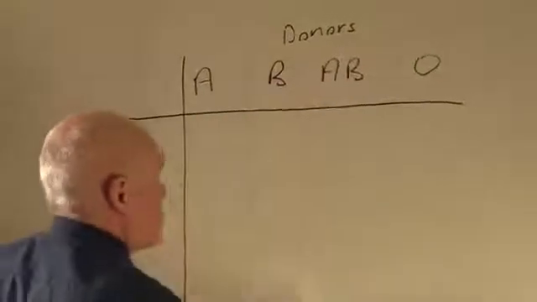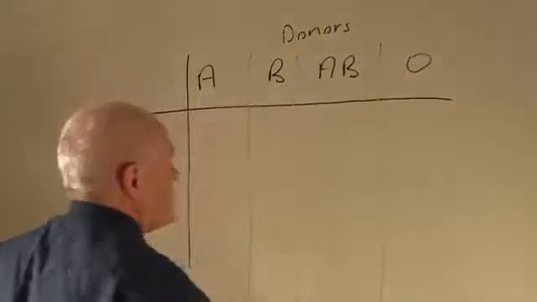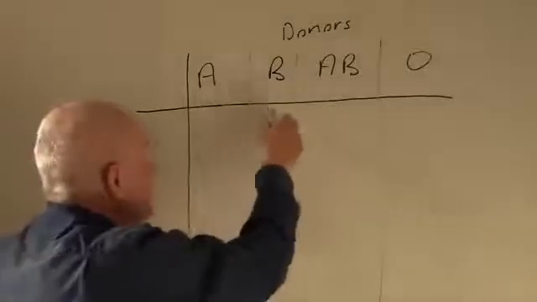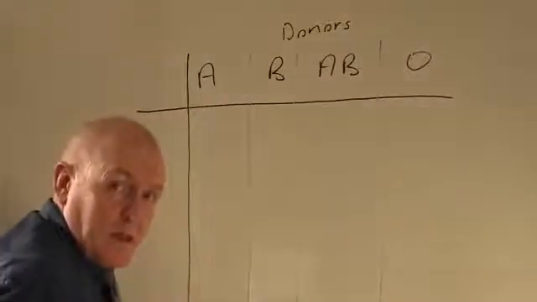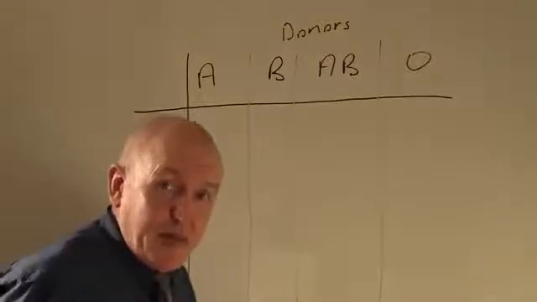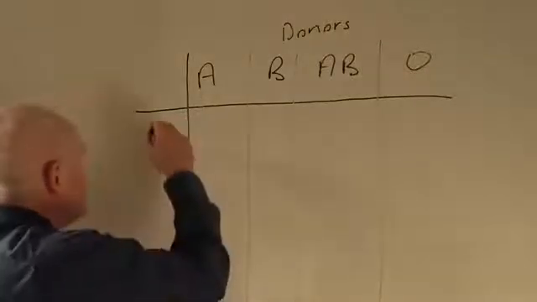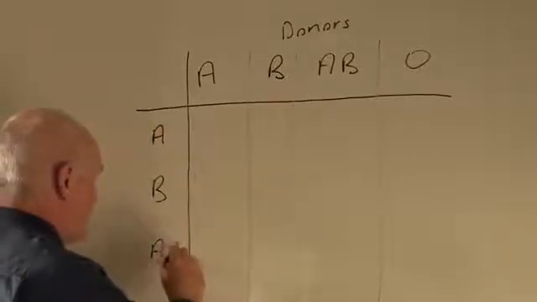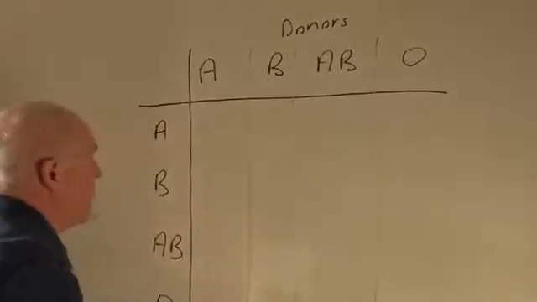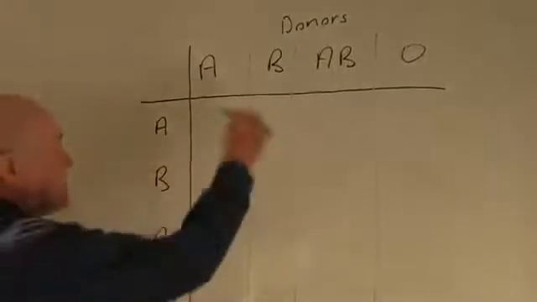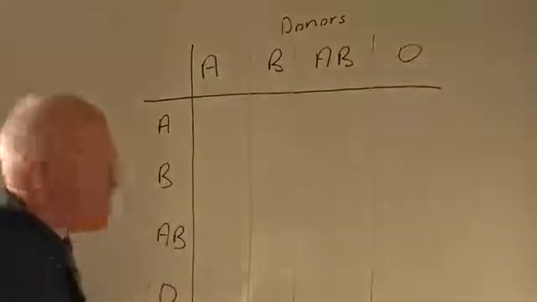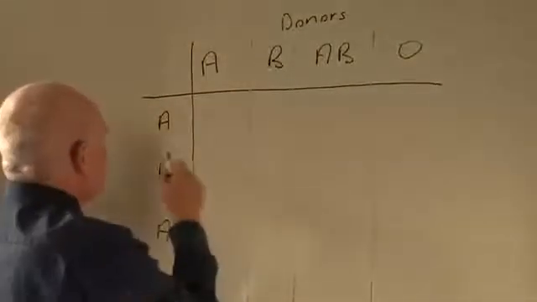And we need to develop a chart. So people can be giving blood when they're blood group A, B, AB or O. And of course, just thinking about the ABO system, the recipients are going to be A, B, AB or O. So we want these people to give blood to these ones. Now, how might this work?